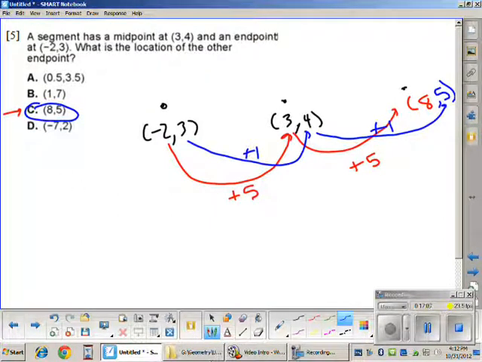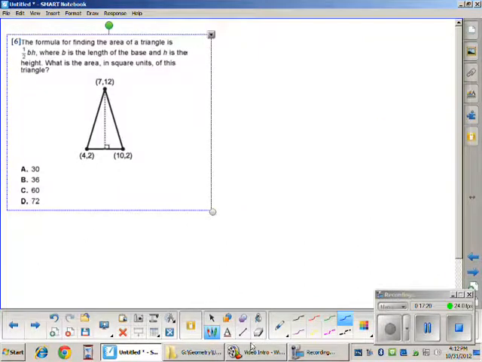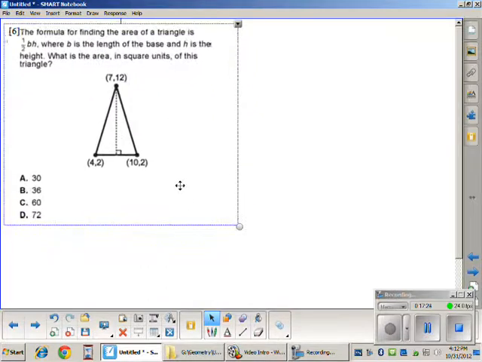Okay, let's talk number 6. Now, 6 was a monster of a problem. It's kind of like the multiple choice one we had just a few seconds ago, where you really have to use your intuition about where these things are placed. So the formula for finding the area of a triangle is 1/2 base times height, where b is the length of the base and h is the height. And what is the area in square units of this triangle?